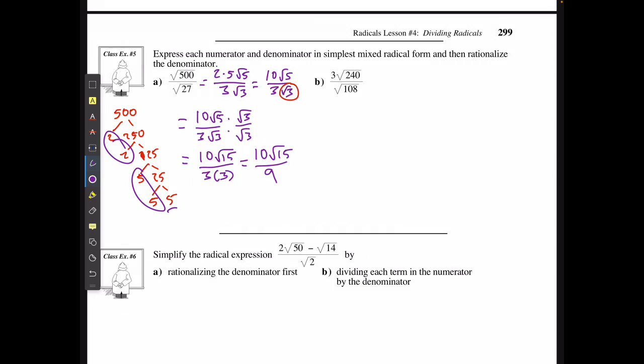I'm going to do the same thing with the second example. So I have 3, and I'm going to simplify that square root of 240. So for the square root of 240, I'm going to call it 4 root 15. The square root of 108 is going to be 6 root 3. This is going to give me 12 root 15 over 6 root 3.